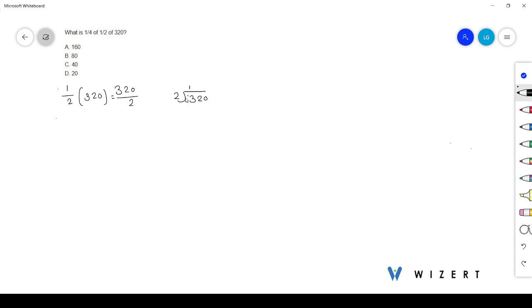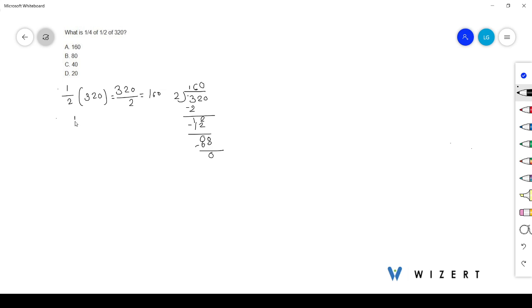2 ones are 2. Remainder is 1, 2, 2 6s are 12, 0. Move this 0 down. So 0 divided by 2 is 0. So we get 320 by 2 is 160.